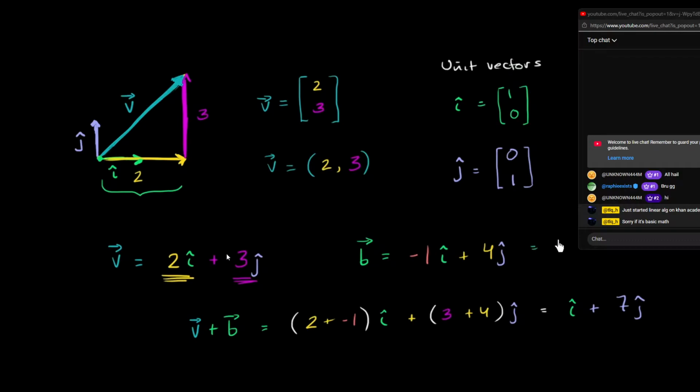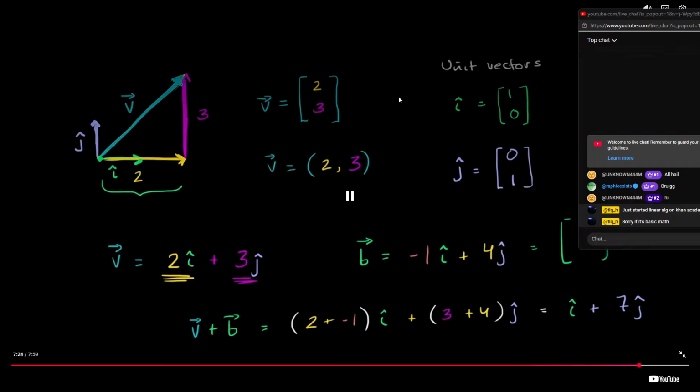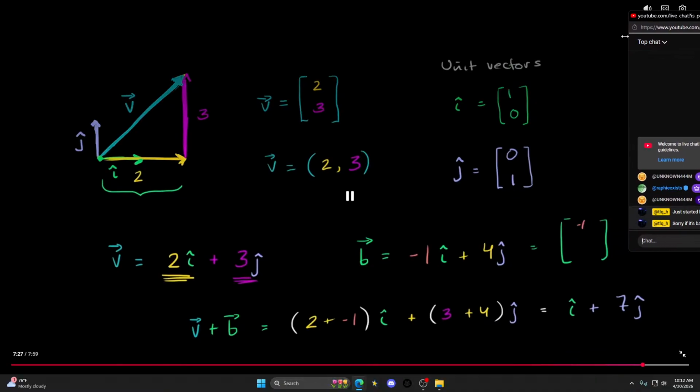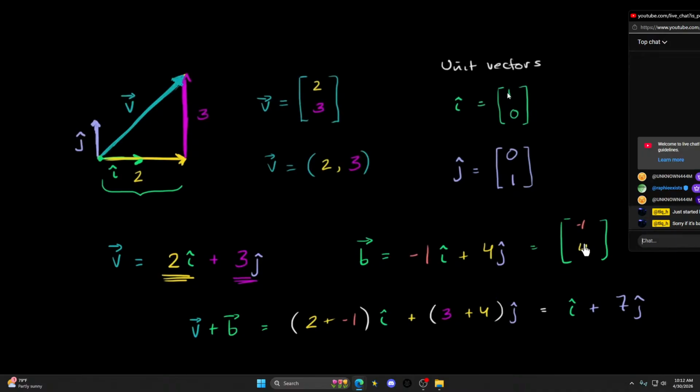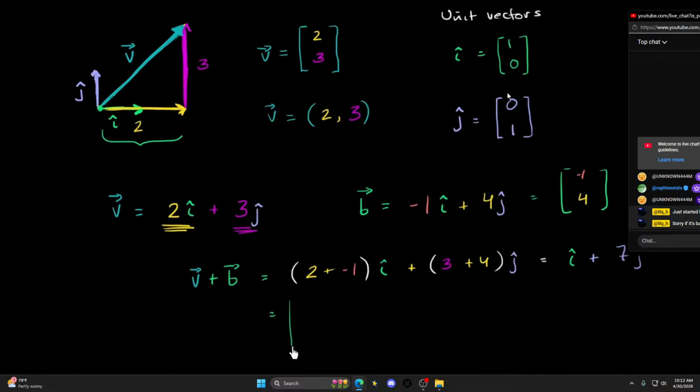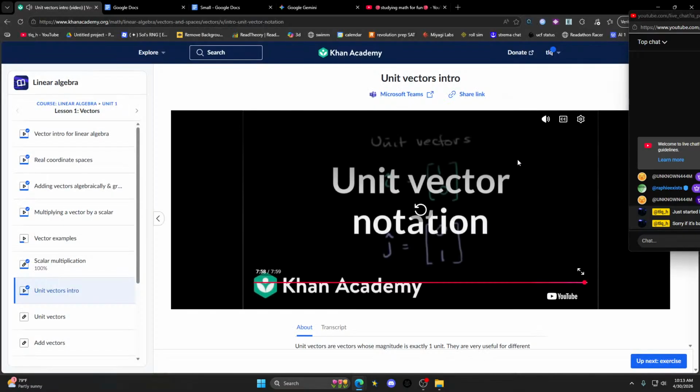And you see, this is exactly how we saw vector addition in the past, is that we could also represent vector b like this: -1, 4. And so if you were to add v to b, you add the corresponding terms. Looking at them as column vectors, that is going to be equal to 2 plus -1, which is 1, and 3 plus 4 is 7. So this is the exact same representation as this. This is using unit vector notation, and this is representing it as a column vector. My gosh, I'm an idiot.